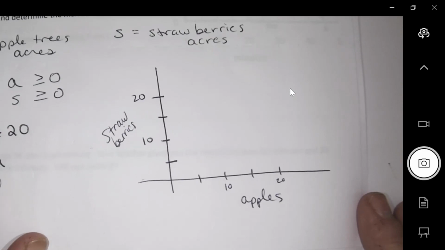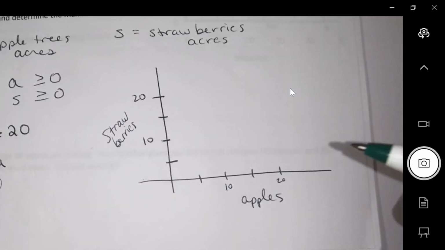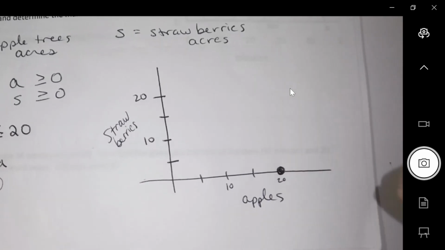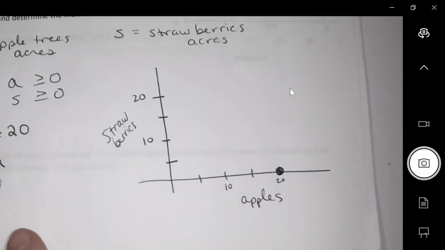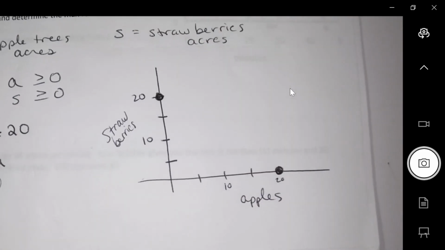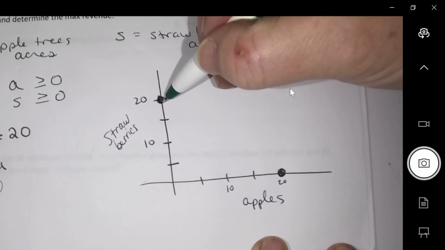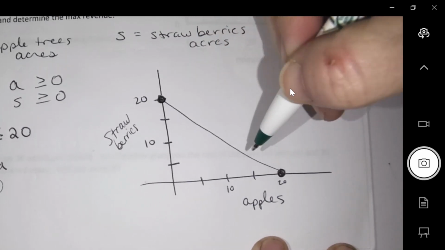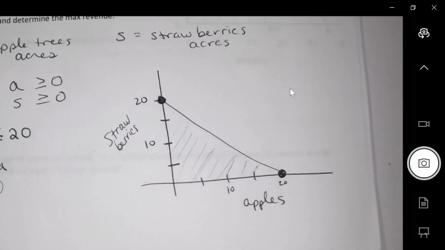Okay, to graph this first line, I'm going to take turns making the other one 0. So if strawberries were 0, I'd have 20 apples. So that's 20 apples. If apples were 0, I would have 20 strawberries. So I'm going to draw a solid line, and I will be below that.